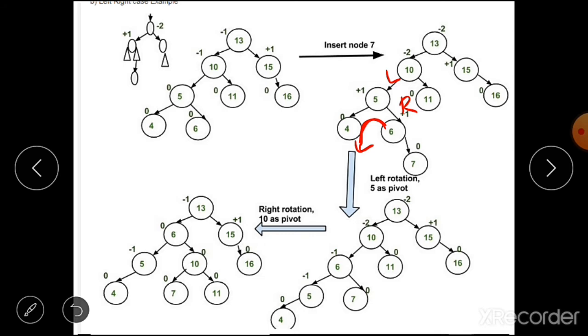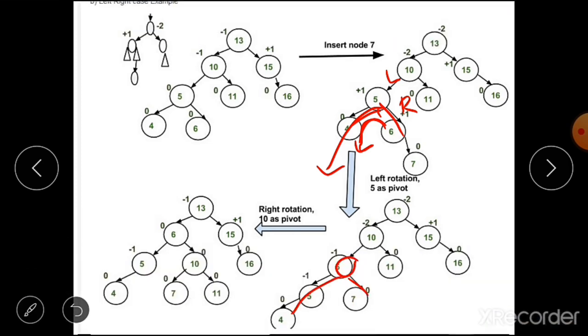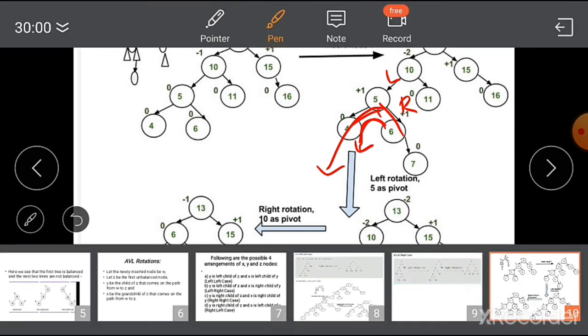So 5 is moved downward and 6 becomes the root. So here 6 becomes root and 7 is the right subtree of 6, and 5 and 4 become the left subtree of 6. Then here again this is an unbalanced tree.